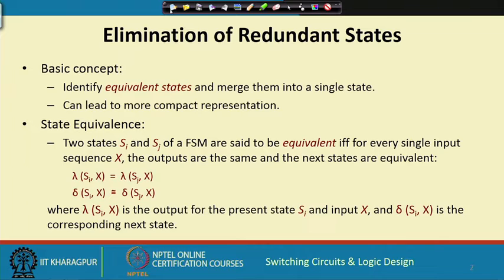Now, mathematically speaking, if lambda denotes the output function, it is saying that the output when you are in state S i and the input is x must be the same as the output when you are in state S j and the input is x. Here lambda is the output function.